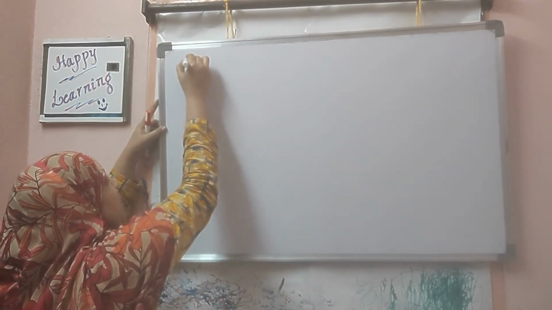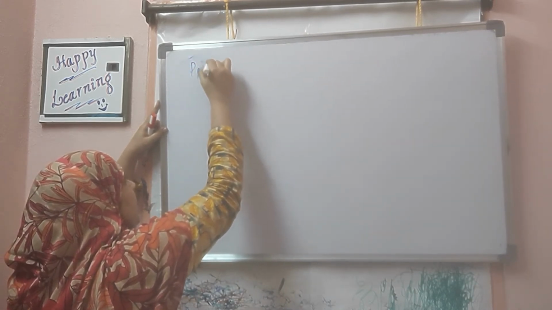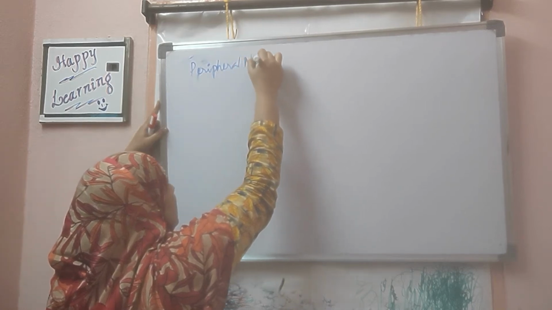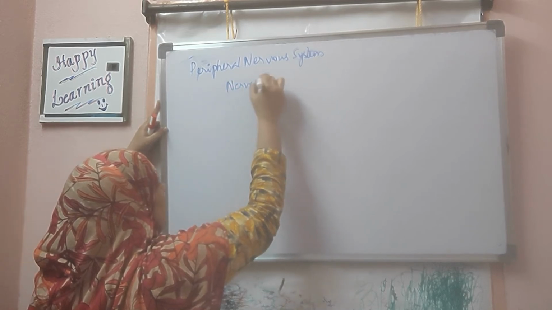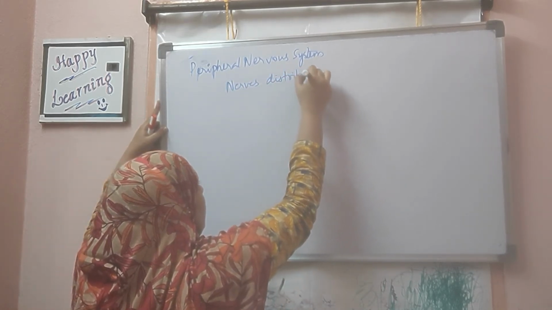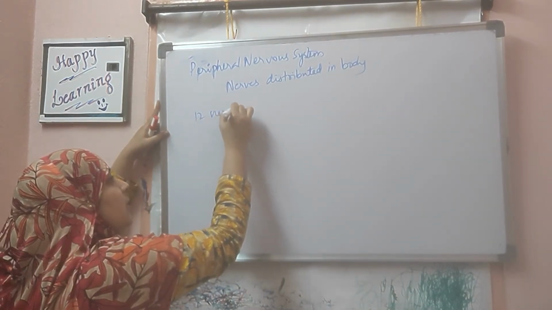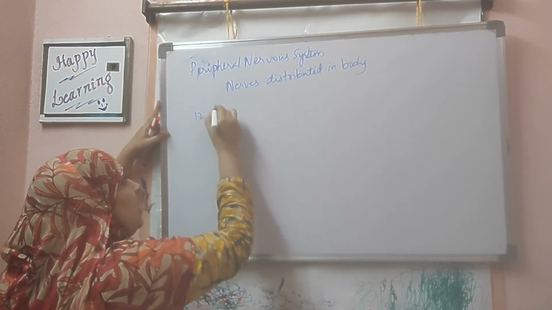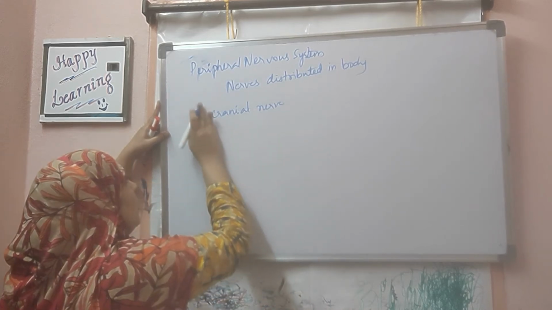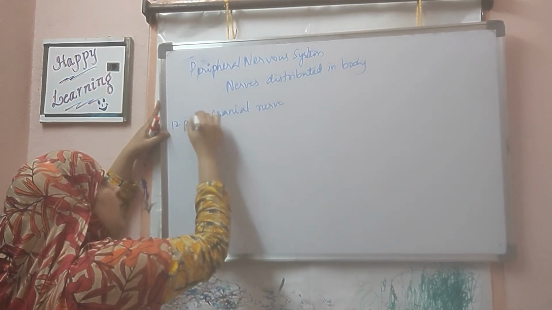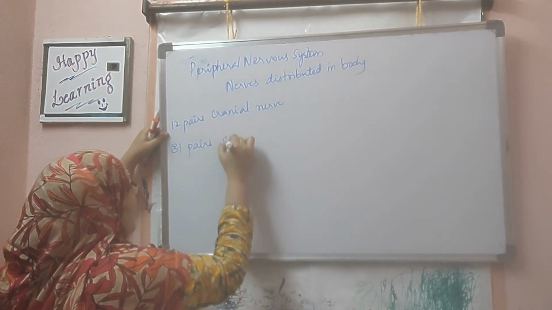Peripheral nervous system means all those nerves distributed in the body. The peripheral nervous system includes all the nerves distributed in the body. This includes 12 pairs of cranial nerves and 31 pairs of spinal nerves.